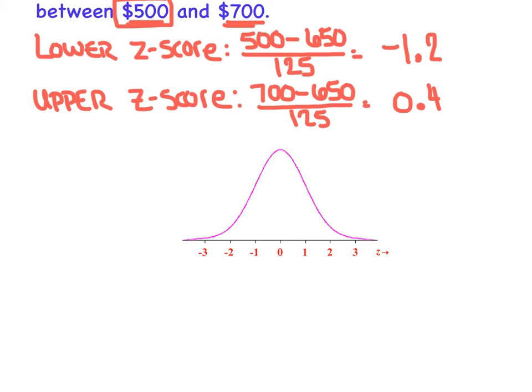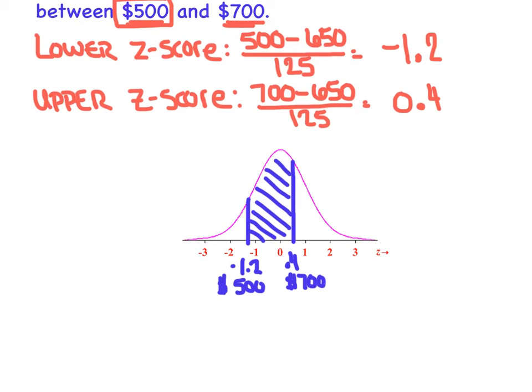So negative 1.2 would put me in this neighborhood. And so negative 1.2 represents a laptop that costs $500. And then a z-score of 0.4 puts me in this neighborhood right here, 0.4, which corresponds to a laptop that costs $700. And so I want to shade in this region. I want to find all the area underneath the curve, and that'll tell me the probability that a new laptop is going to fall within that range.